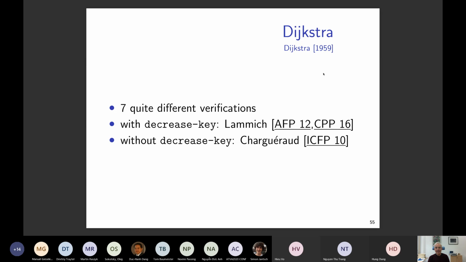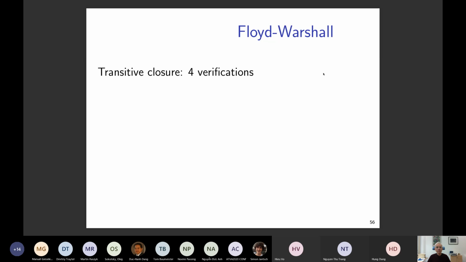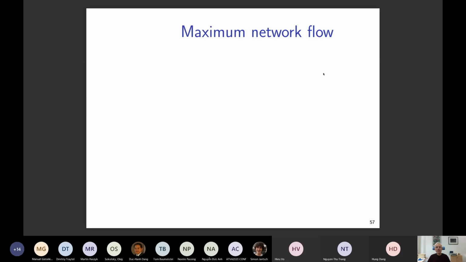Of course, it's not clear to me 100% whether this is asymptotically slower or faster than the one with decrease key. Well, it can't be faster, but whether it is really slower or not. There is one paper that claims that empirically it's actually faster to do it without the decrease key. Floyd-Warshall is also a popular topic. I don't think I want to go into the details here.